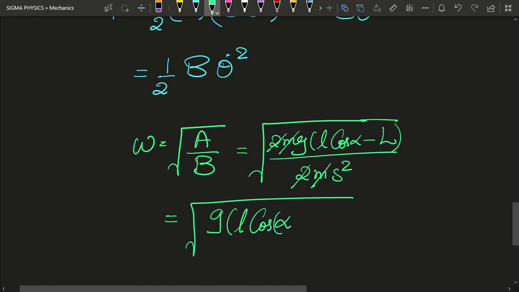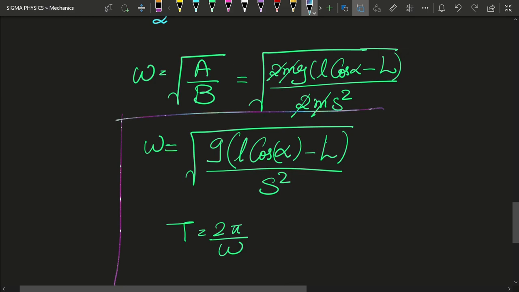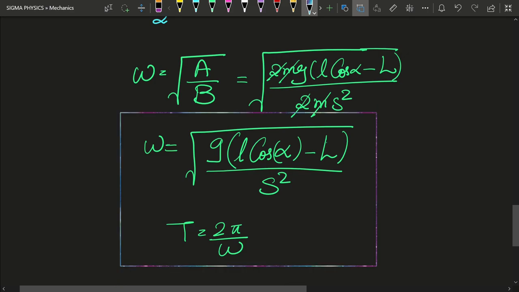The angular frequency of the teeter toy is equal to g times L cos alpha minus capital L divided by s squared. And since we have found the angular frequency, we can easily find the time period by using 2 pi divided by the angular frequency, right? So this over here is exactly what we were set to find. We wanted to find the angular frequency and hence the time period of the teeter toy.